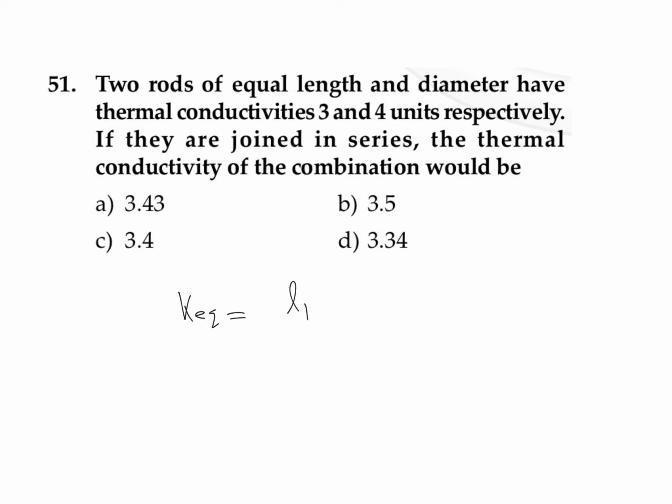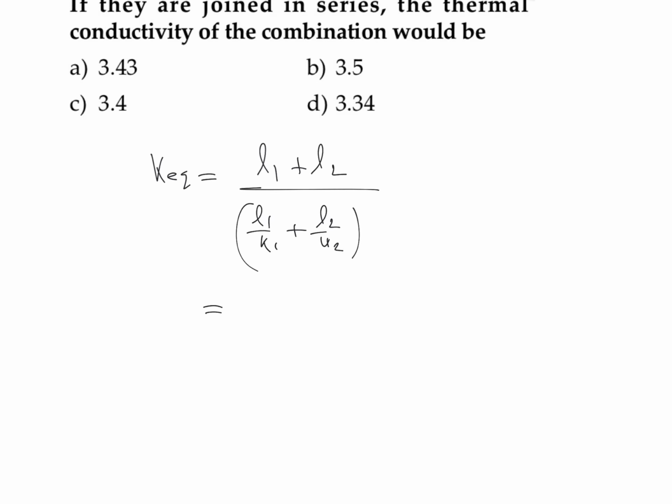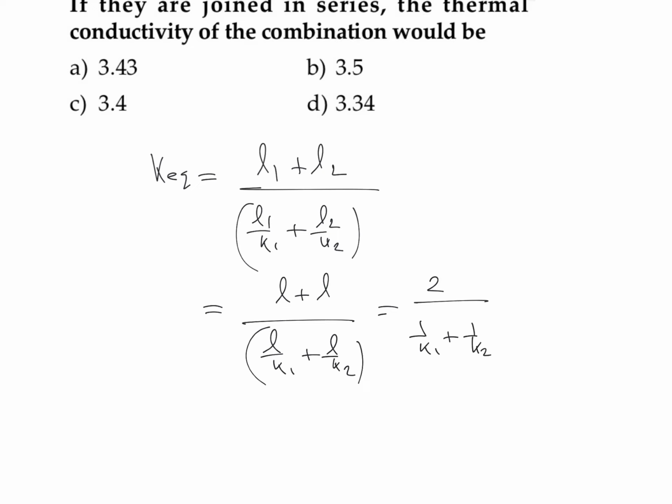equation (L1 + L2) divided by (L1/K1 + L2/K2). Now in this question it is given that L1 and L2 are the same, so we can take it as (L + L) divided by (L/K1 + L/K2). So we can take this L common and cancel it. So it is going to be 2 divided by (1/K1 + 1/K2).